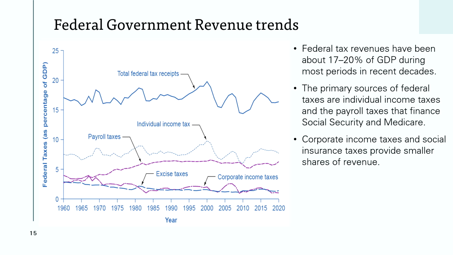Looking at the long-term trends, federal tax revenues have consistently hovered between 17% and 20% of GDP. Individual income taxes and payroll taxes remain the primary engines of federal revenue, while corporate income taxes were also once a larger share. They now provide a much smaller portion of total revenue compared to the mid 20th century.